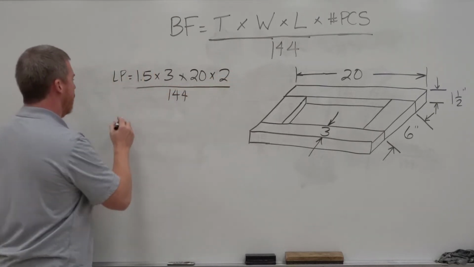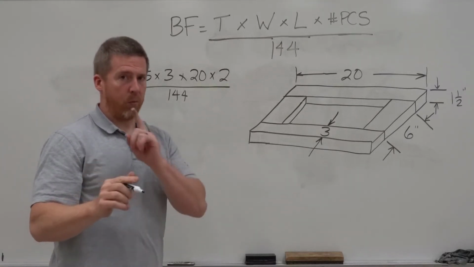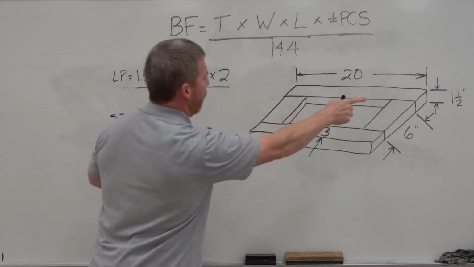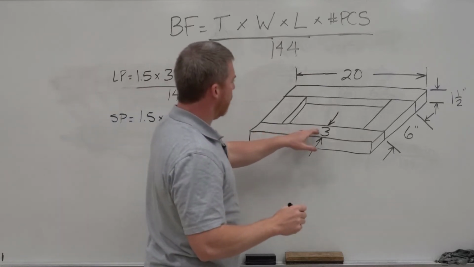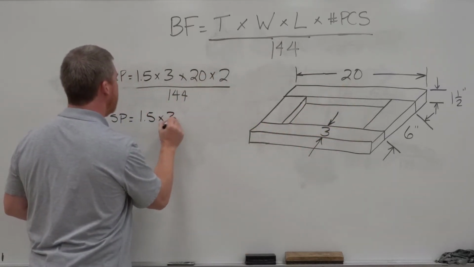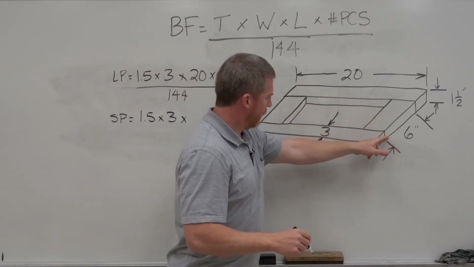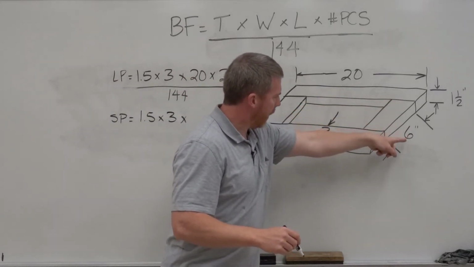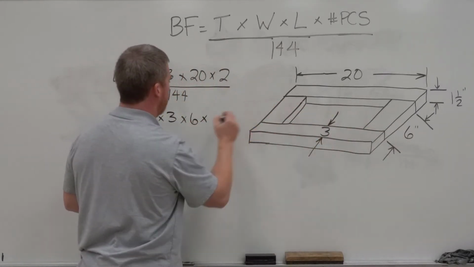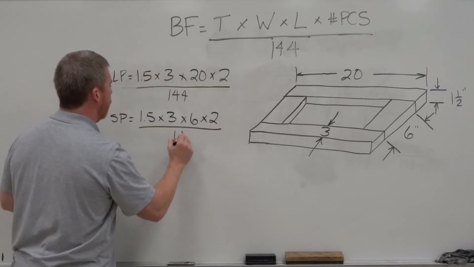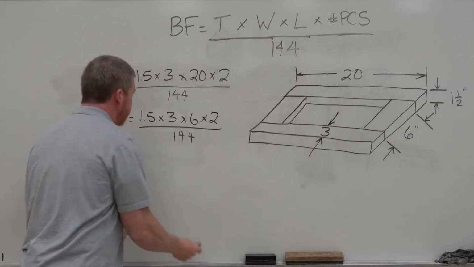Very good. The short pieces, SP, a lot of the numbers are going to be the same with one difference. Thickness is 1.5, that's over at the far end, 1.5. My width is 3 again, they're all 3. Well, my length, that's the difference. It's not 20 anymore, it's only 6. So this board only goes from that line to that line, and I told you it's 6. And then how many are there? There are 2. And divide all that by 144. So go ahead and chug that out on your calculator.